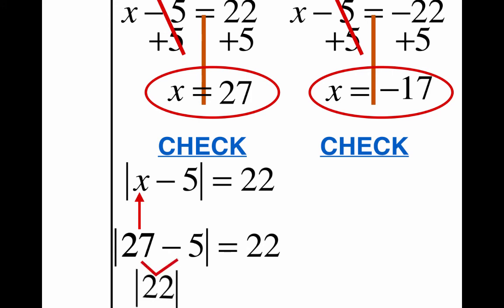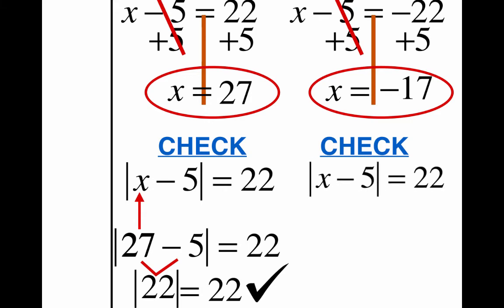27 take away 5 is 22, absolute value of 22. And is the absolute value of 22 equal to 22? Absolutely. So if the first check works, it's all good. Let's check it again. Same problem. Absolute value of x minus 5 equals 22.